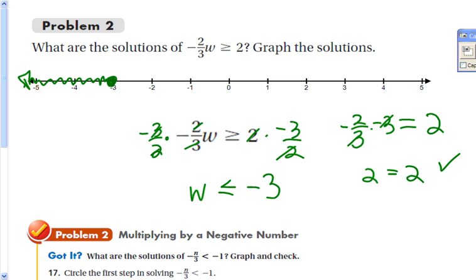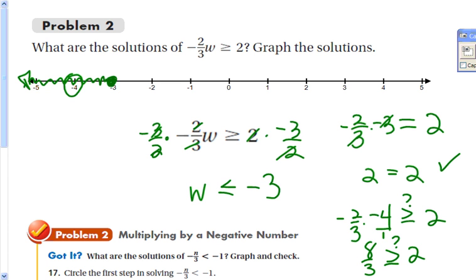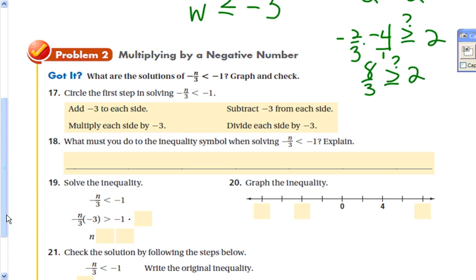I also want to check one of my solutions, like -4, see if that makes it true. So -2/3 times -4, make sure that is greater than or equal to 2. Well, that's +8/3. And is that greater than or equal to 2? Yeah, because 6/3 is 2, so 8/3 has got to be more than that, so that checks. So I'm good with my solution. Go ahead and check. Do problem 2 and check back for the answers.